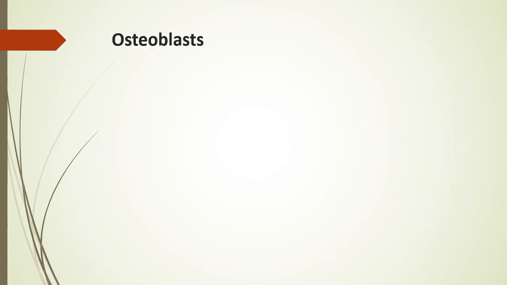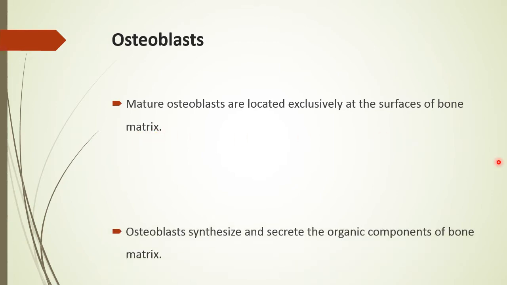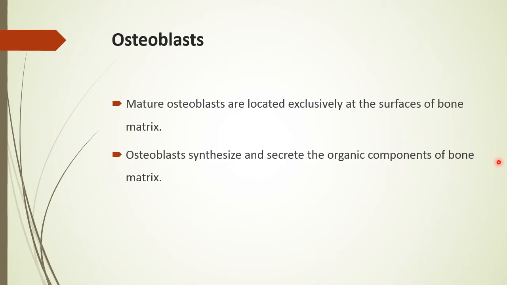First, we will start with osteoblasts. The mature osteoblasts are located exclusively at the surfaces of bone matrix. This is the location of the osteoblast. And they function to synthesize and secrete the organic components of bone matrix.